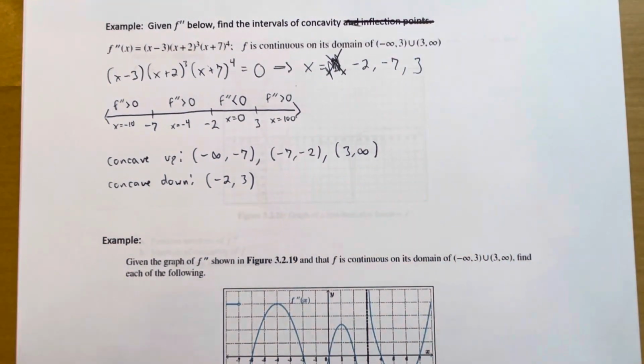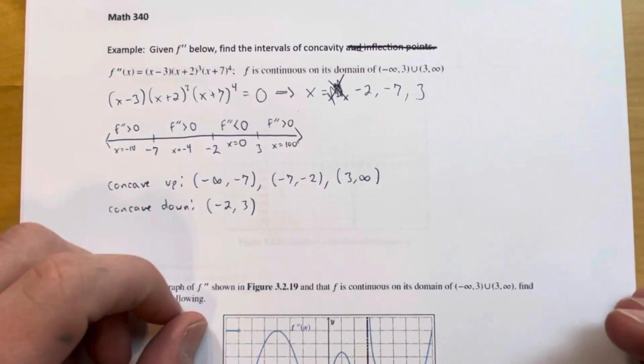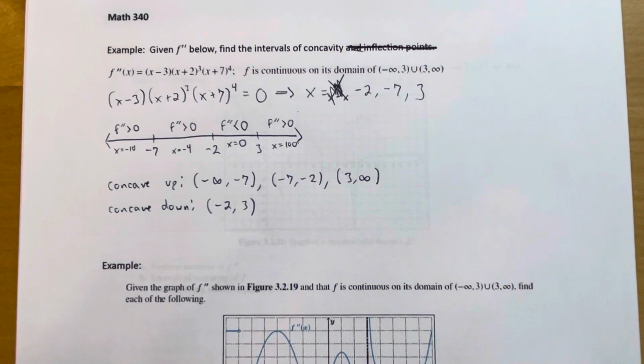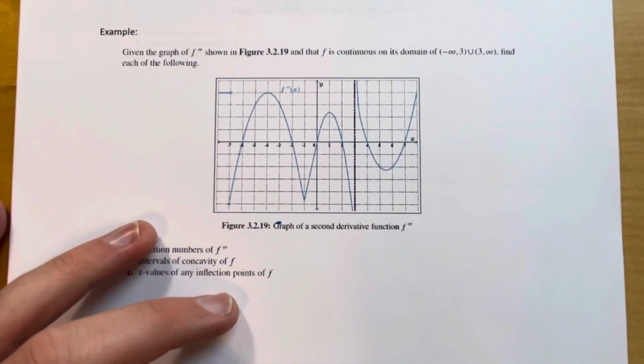Okay? So another example, but this time what was different about this one is we were given f double prime and we just had to extract the same information, but using only f double prime to work with.